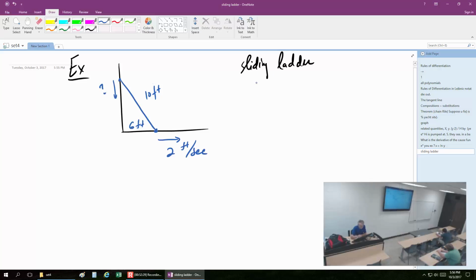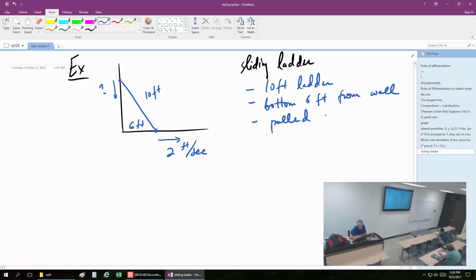So let me write. A 10 feet ladder, the bottom 6 feet from the wall. Okay, so these are the facts. The third fact is the bottom of the ladder is pulled at 2 feet per second. And now finally the question is: how fast is the top moving down?